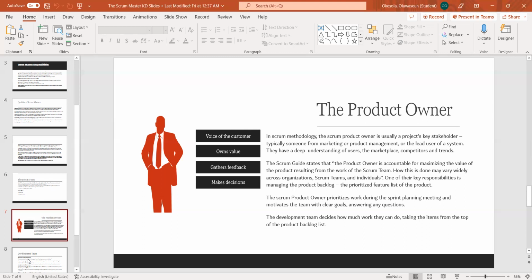How this is done may vary widely across organizations, Scrum teams, and individuals. One of the key responsibilities of the product owner is managing the product backlog, right? The prioritized feature list of the product. The Scrum product owner prioritizes work during the sprint planning meetings and motivates the team with clear goals, answering any question. So during the sprint planning meeting, it's very imperative that the product owner is readily available to take questions from the development team, right?